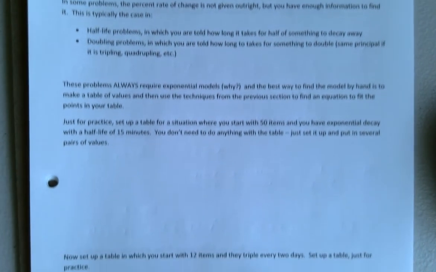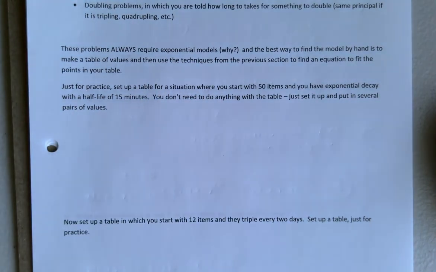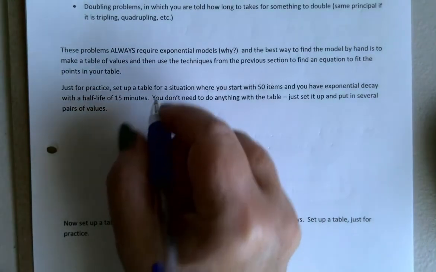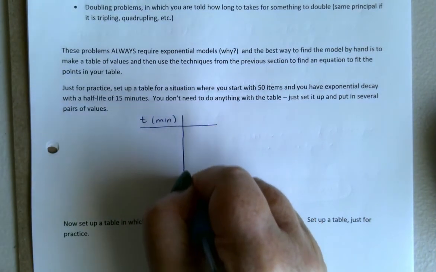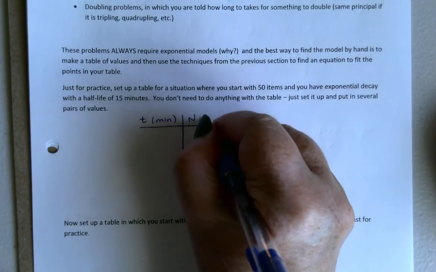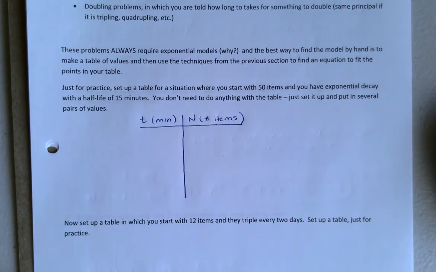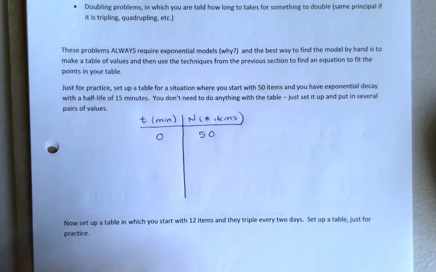Just for a little bit of practice before we do a full problem, we're going to set up a little table for a situation where we start with 50 items, we have exponential decay with a half-life of 15 minutes. I don't need to do anything with the table, I just want to set it up to get a feel for this. So my time t would be in minutes, and n is the number of whatever these items are.